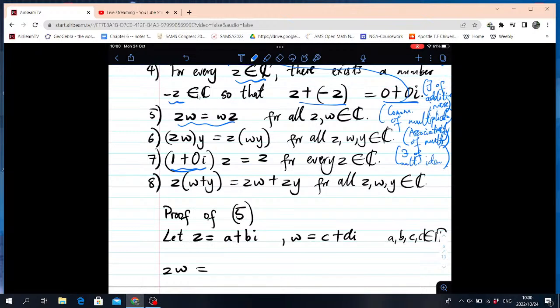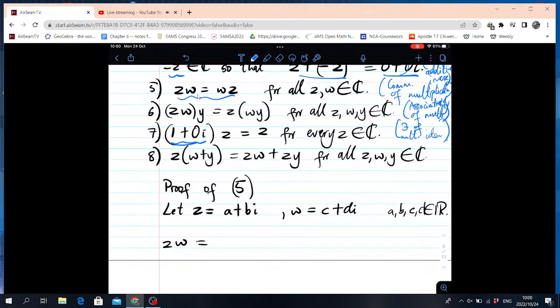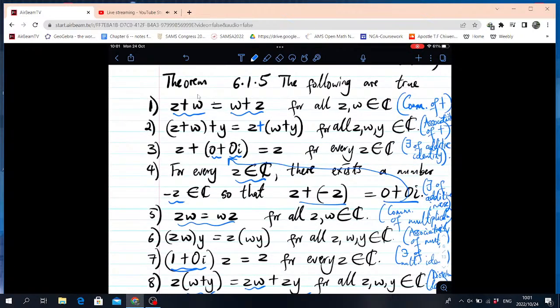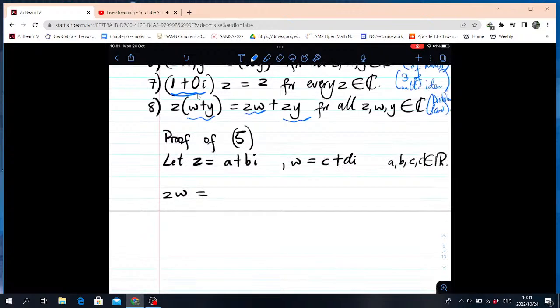And then we also have the distributive law. If you've got z times (w plus y), then that is equal to z times w plus z times y. This will be left as an exercise, so you can go and prove these statements. We're just going to do one, just for you to see how to approach them.